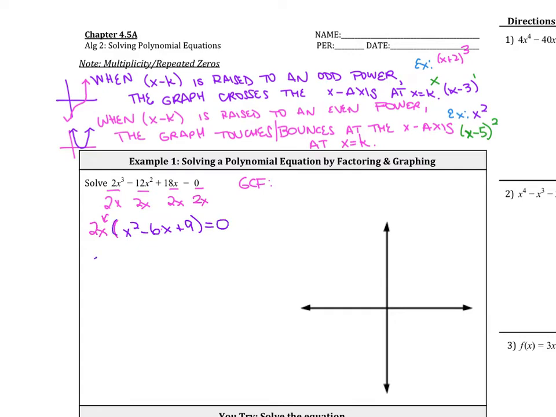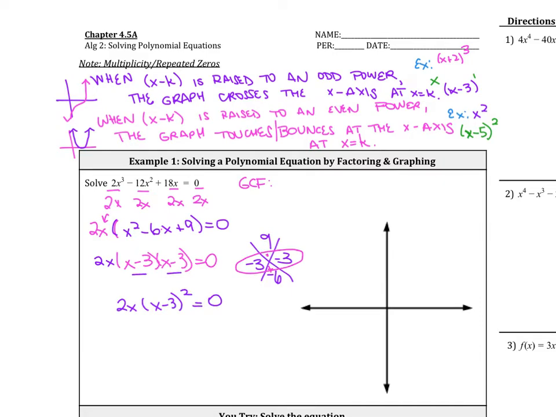Then we factor. So what multiplies to 9 that adds to negative 6? And that's negative 3 times negative 3. Negative 3 times negative 3 is a positive 9. Negative 3 plus negative 3 is a negative 6. So times and plus. So here are our factors. So we can write x minus 3 times x minus 3 equals 0. So notice it happens twice. So I'm going to rewrite this. 2x times x minus 3 to the square equals 0.